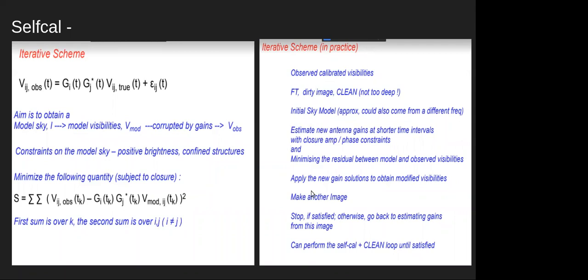It is written here, and Proshun also showed the same thing, so I will not repeat it. You have a first image, then you model that, you have a model data column, and from that you calibrate, and then again you make another image, and then again you go back to the model, you calibrate again and make another image like that. So this is a loop.